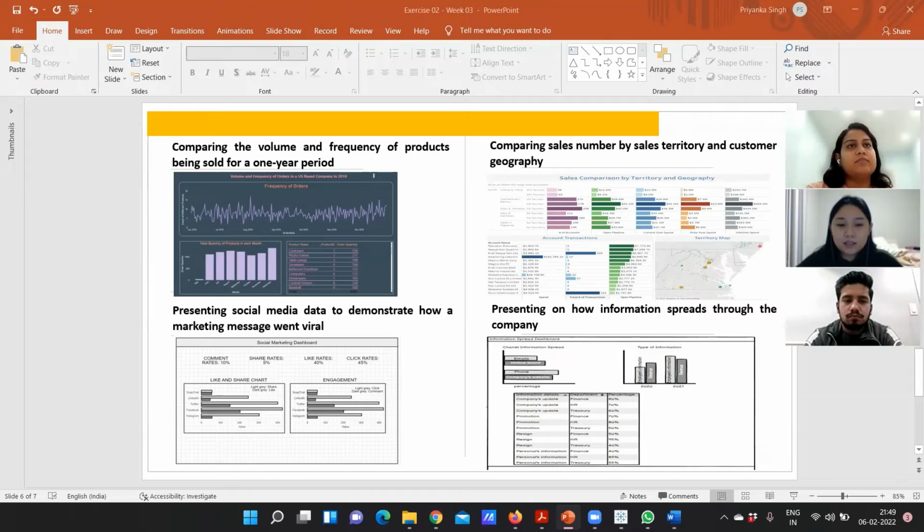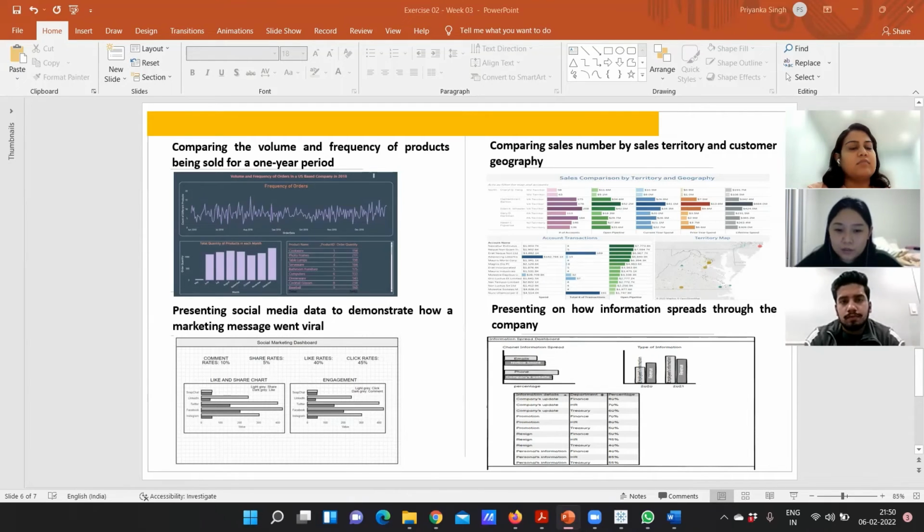And then the last chart presents how information spreads through companies. On the top left, we show two different types of information. The first one is the type of media that we use to spread the information. The first one we use is phone, and then we use the company website, and we make a comparison of the percentage, like how many percent.